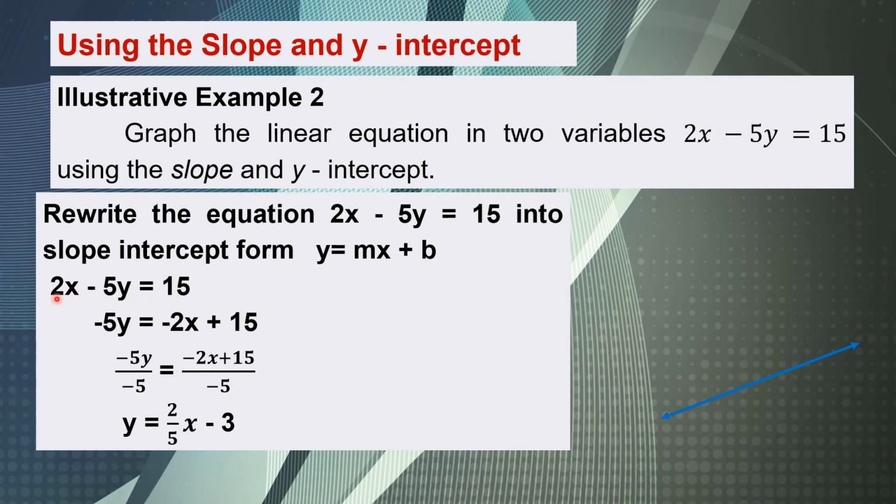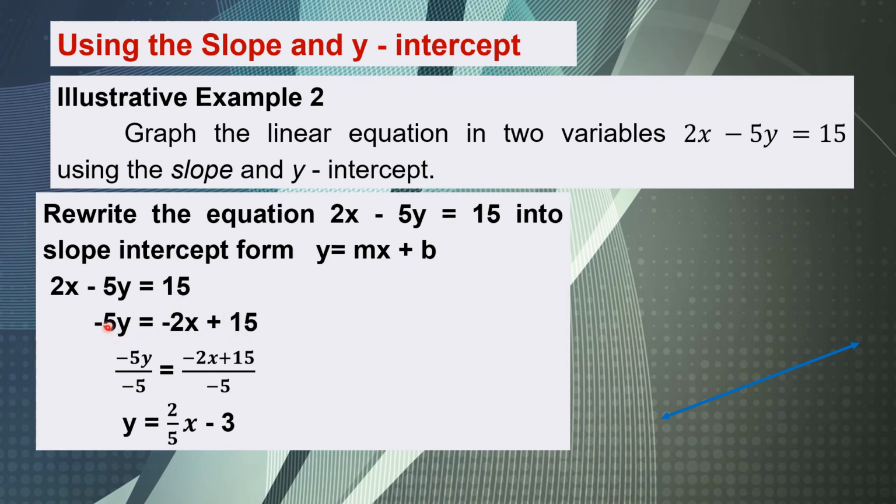So, meron na naman tayong 2x sa ating left side. Kailangan mapunta siya dito sa ating right side. Kasi, y lang dapat yung nasa left side because of the form y equals mx plus b. Yung y lang ang andito sa ating left side. So, kailangan nating ilipat yung 2x sa kabilang side. So, pag nilipat natin ang positive 2x ay magiging negative 2x. Then, just copy positive 15.